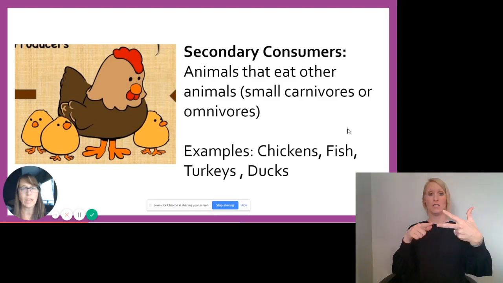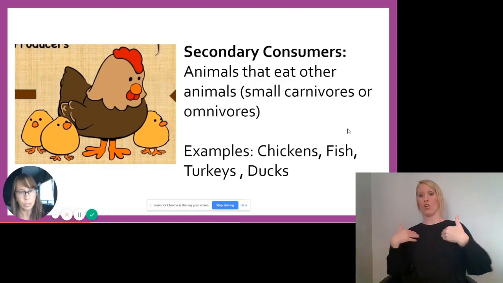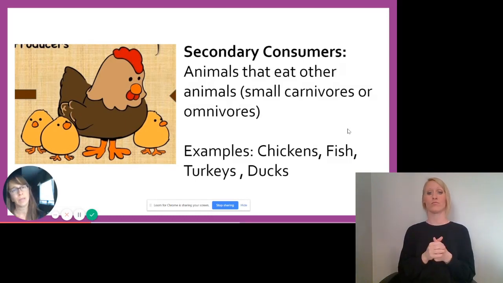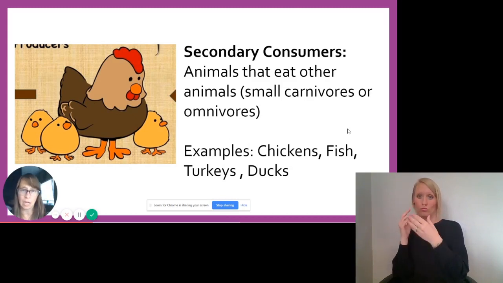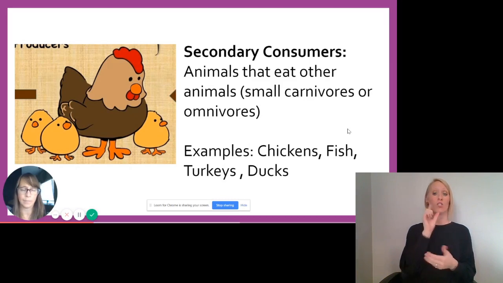This is animals that eat other animals. These are small carnivores or even omnivores. Omnivores eat plants and animals. Examples are chicken, fish, turkeys, and ducks. A lot of our poultry are considered secondary consumers.